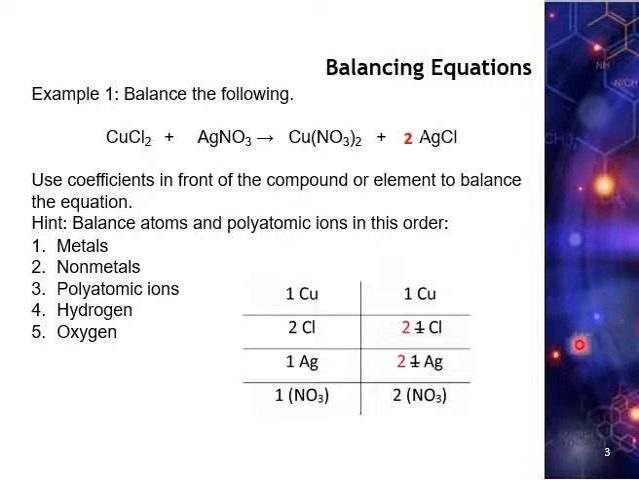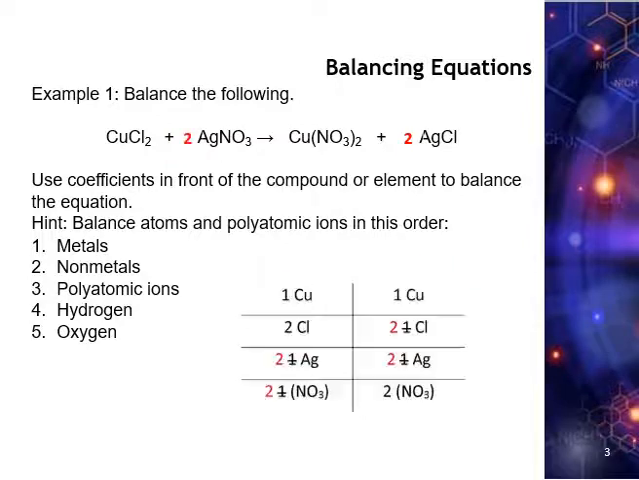In doing so, it also means that we have 2 silvers. So we need to balance the silver nitrate on the left. We will put a coefficient 2 here, which will balance both the silvers and the nitrates, and it's balanced.